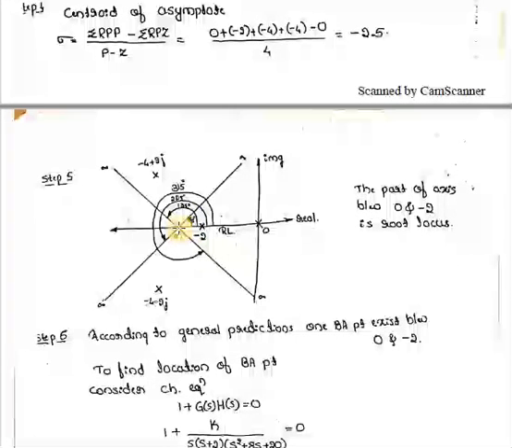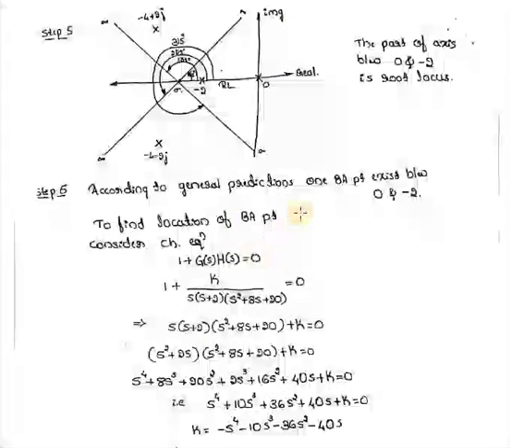Okay, so mark minus 2.5 here, and then you need to mark the 4 angles, that is the angle of asymptotes. After that, you need to identify the breakaway point. According to the general prediction, one breakaway point should exist between 0 and minus 2, because a breakaway point will always lie on the RL part.